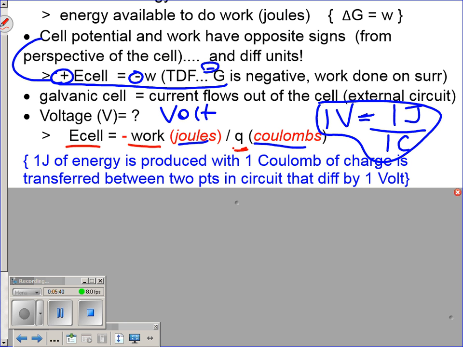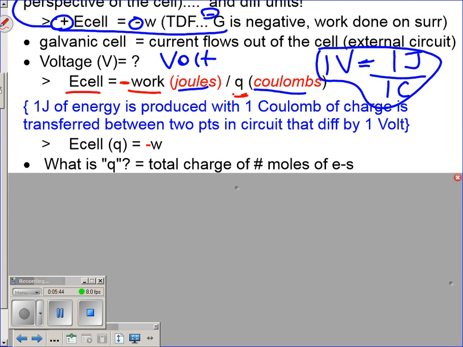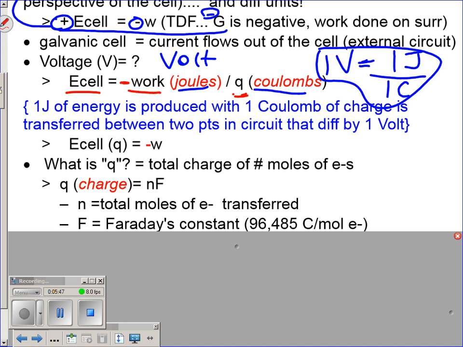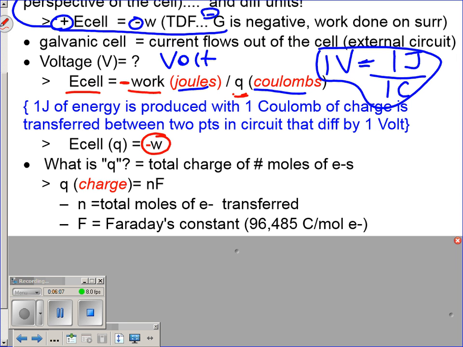E cell is negative work. Sorry, there's a negative there. Negative work per Q, which is charge. So if I'm considering E cell and I rearrange that equation, E cell is negative work divided by Q, I can pull Q up over to the side, so then I have E cell times Q equals negative W. Got me? All right, so just rearrange. So basically now I've isolated work, because work to me means Gibbs free energy. I'm trying to get the delta G out by itself. So I've pulled work out to itself.